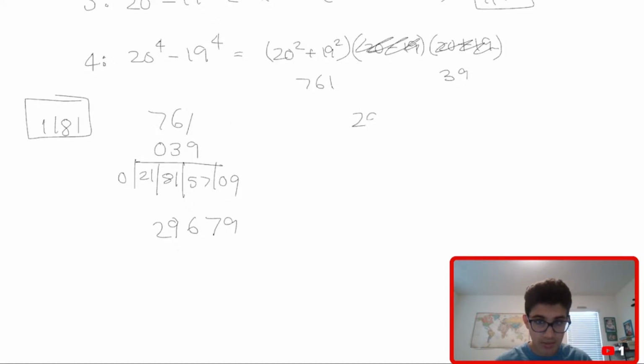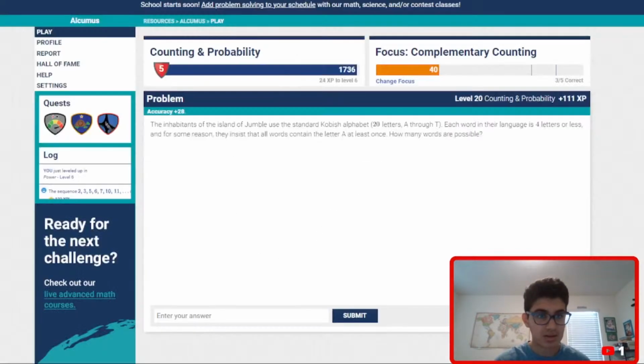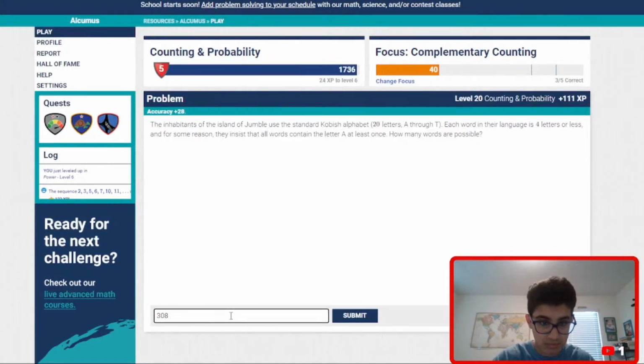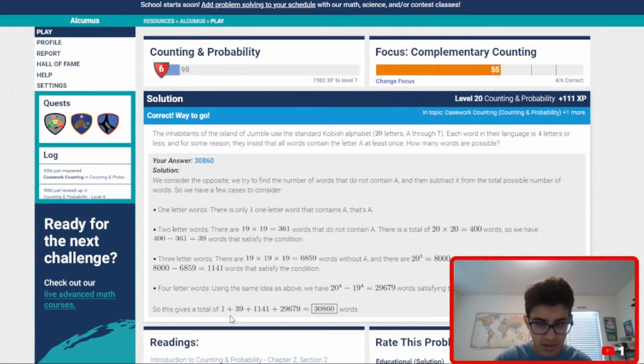So we have to add all these up now. 29679 plus 1181. Let's do it. So 9 plus 1 is 10. Carry that over here. This becomes 6. One more over here. 8. So that becomes 10. Then we put a 1 there. 8, 16. Put a 1 there. And then over here, we get 8. And this is 0, 3. 30860. Okay, good. And that is exactly what they did.